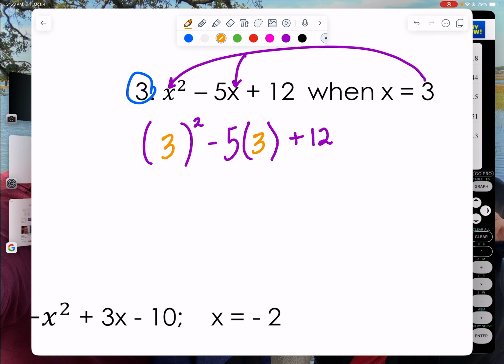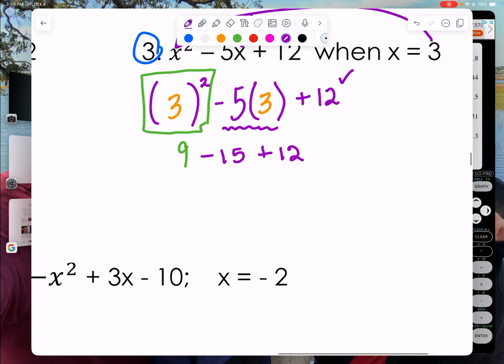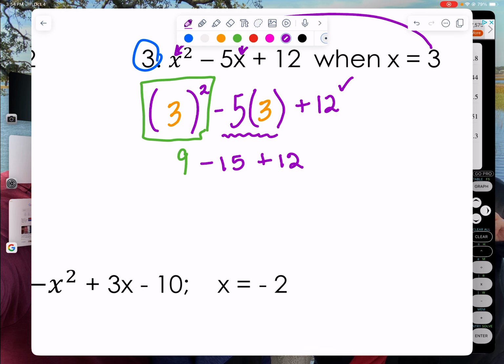We're always going to do our squareds first. So 3 squared is going to give me 9. And then minus 5 times 3 gives me minus 15. And then I just have my plus 12. So I'm simplified now to 9 minus 15 plus 12. Now you could say 9 minus 15 is what? Negative 6 plus 12 gives me 6.